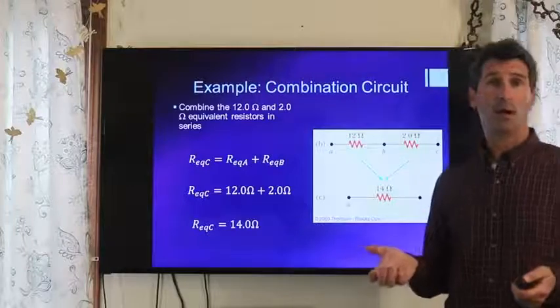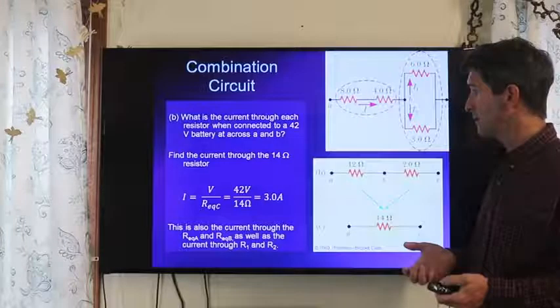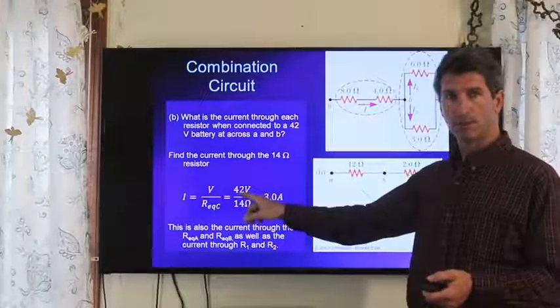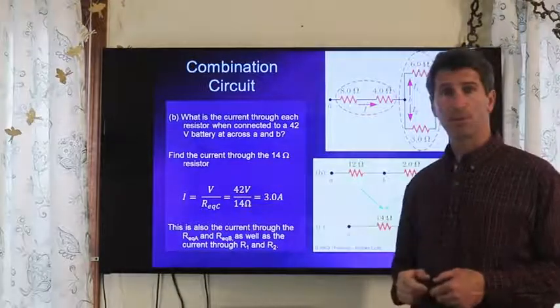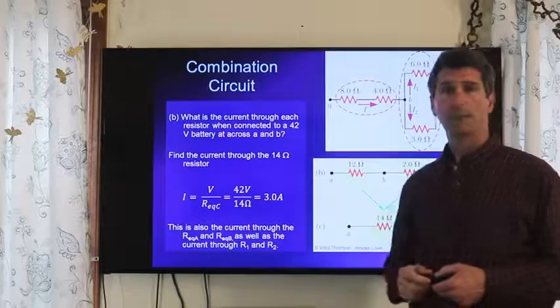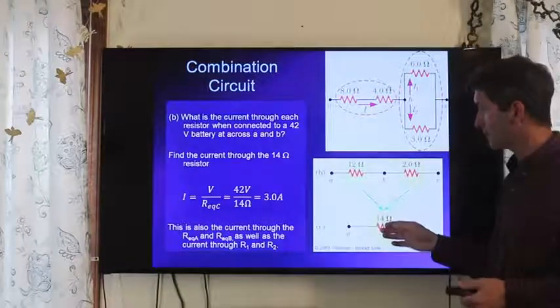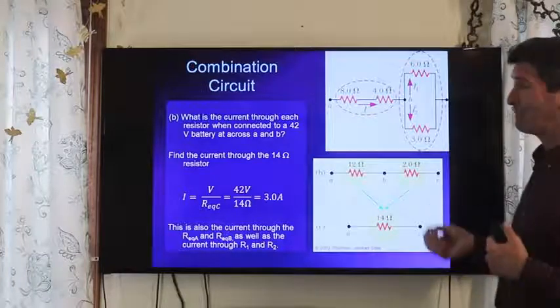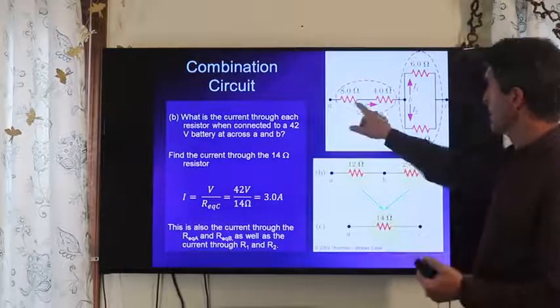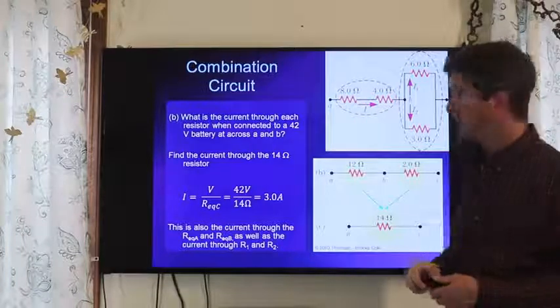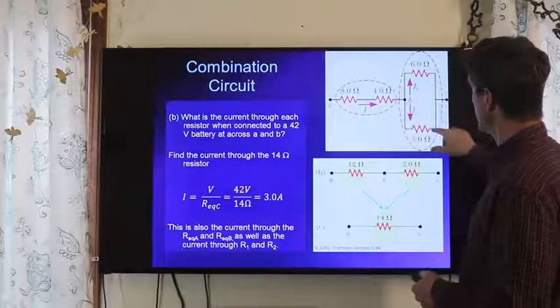Ohm's law, V equals IR. We want to find out how much current goes through there. I equals V divided by R, at 42 volts, resistance at 14 ohms, we get 3 amps of current. Okay? So 3 amps of current are going to go through here. Tracing back, 3 amps go through here, 3 amps go through here. Okay? Then it's going to branch off going through here and here.